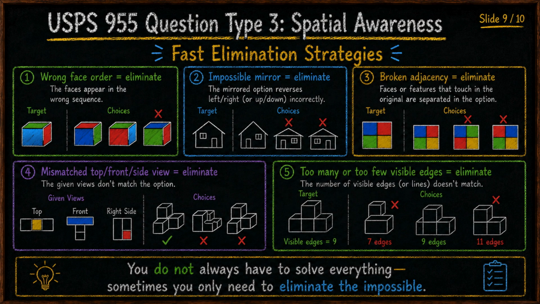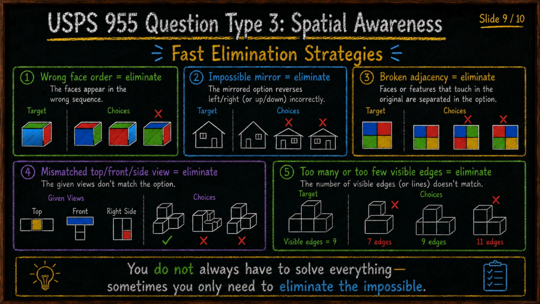Third, eliminate broken adjacency. If two faces or features touch in the original but are separated in the option, the answer may be wrong. If two opposite faces are shown touching, eliminate it. Fourth, eliminate mismatched views. If the top view, front view, or side view does not match the option's height, width, or depth, eliminate it. Fifth, eliminate wrong visible edge counts. If the target shape has 9 visible edges and an option has 7 or 11, it may not match.